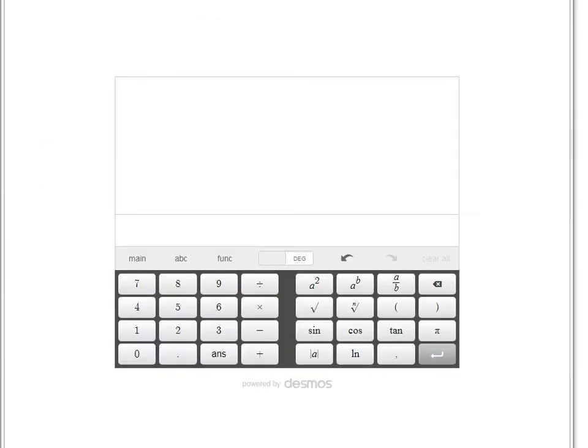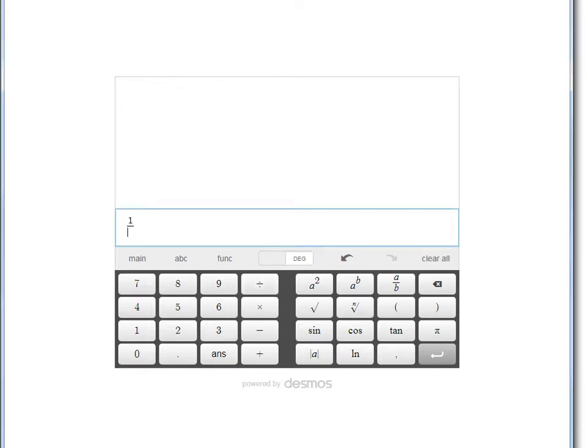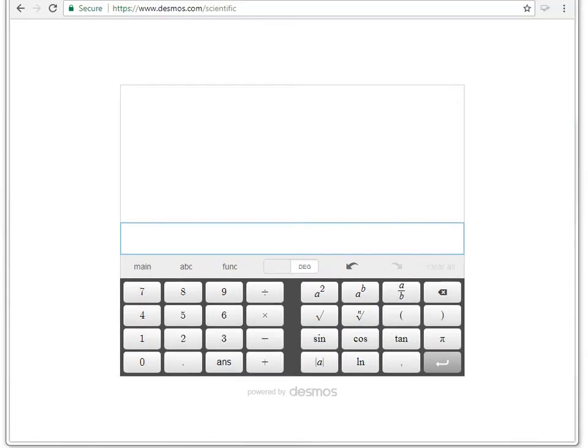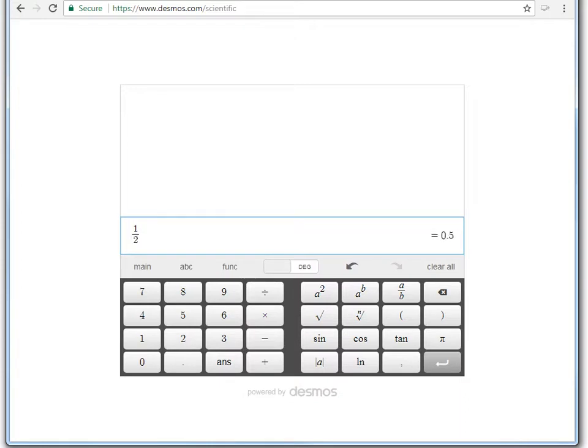pulling up my scientific calculator, I'm going to calculate 1/2 times 35 times 30. So I'll type in 1 divided by 2 times 35 times 30. And I'll enter that in, and I'll get 525.